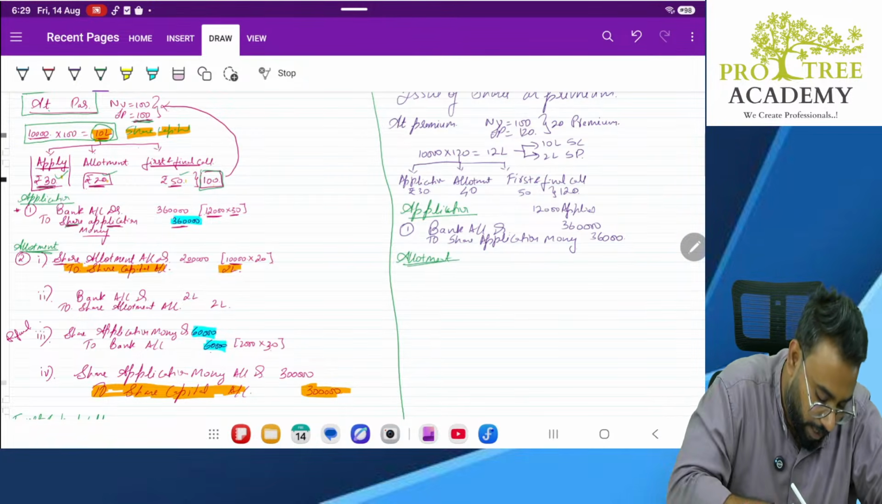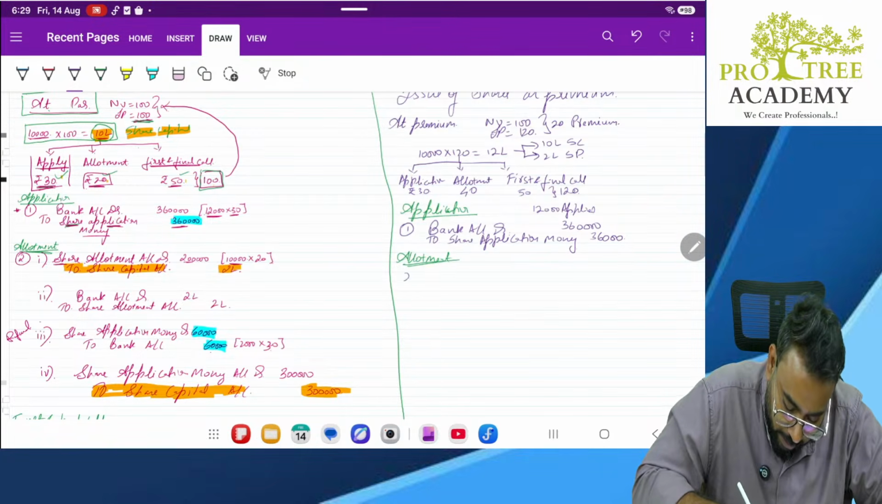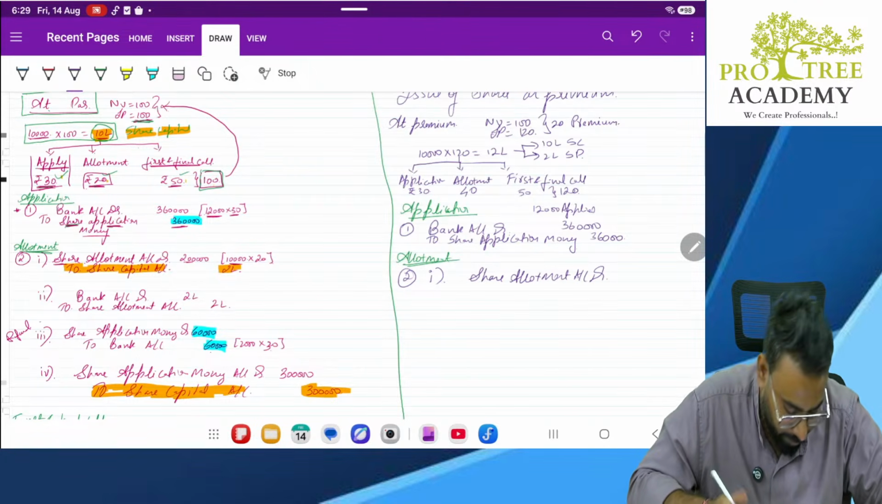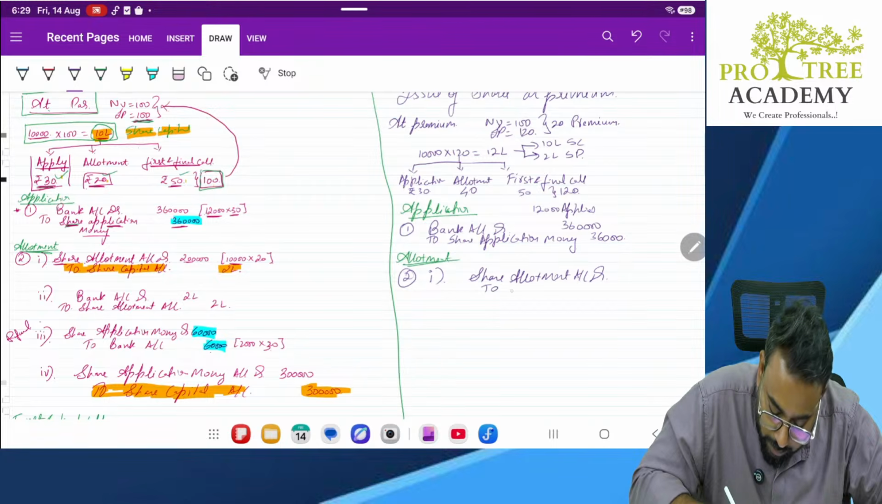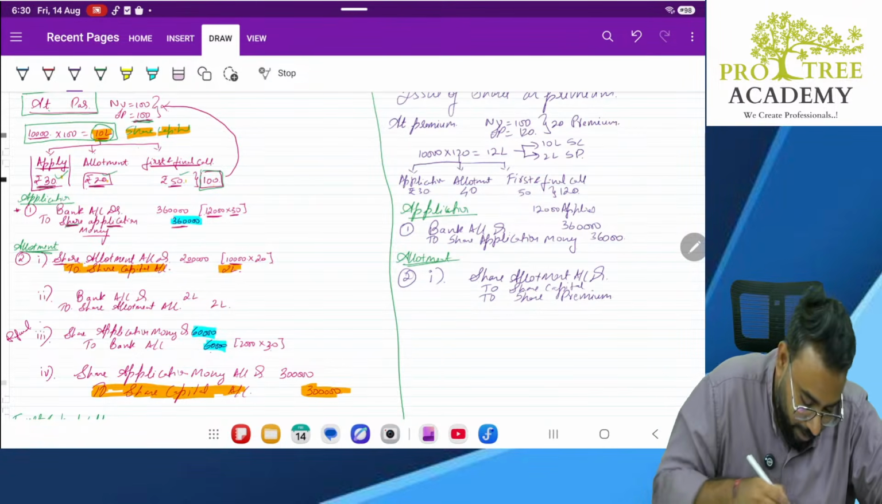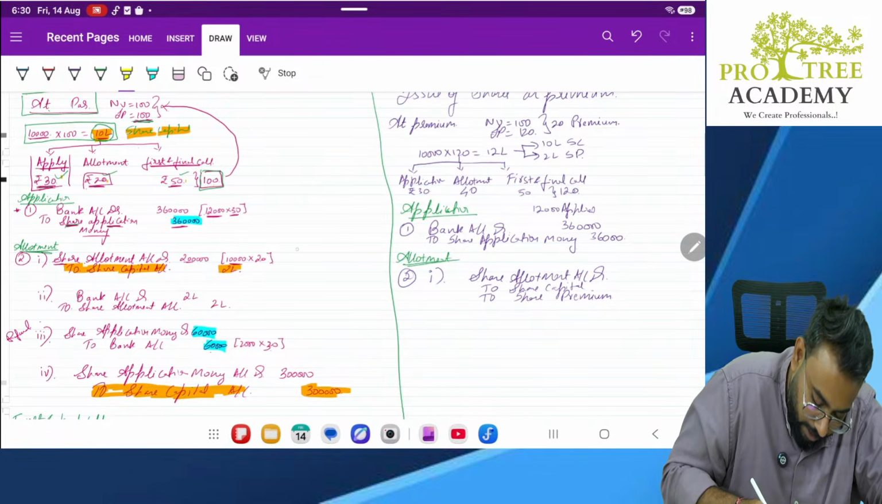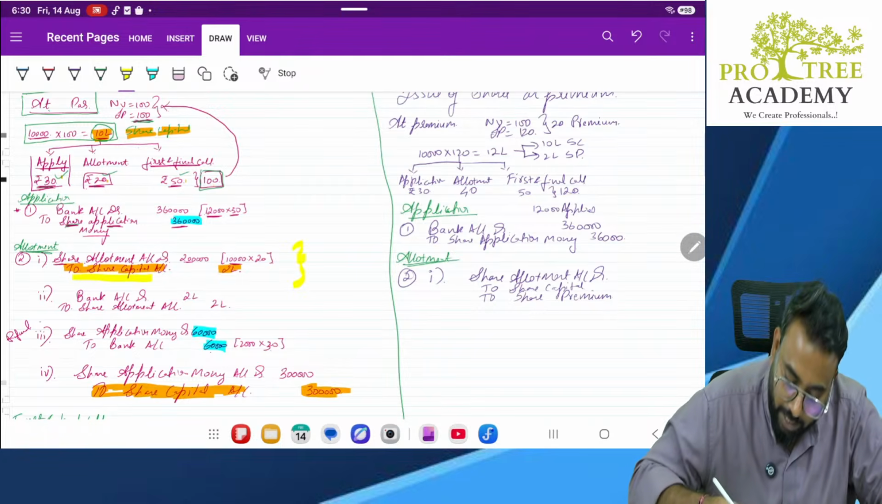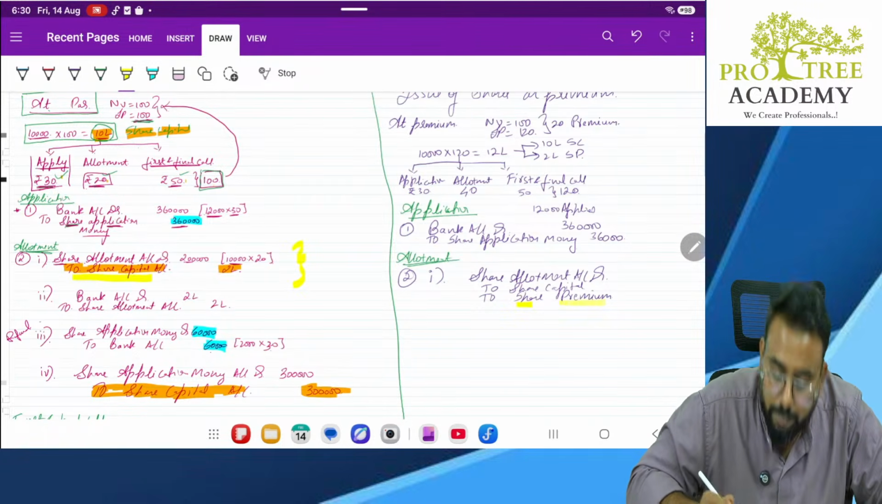On allotment, what will happen is share allotment account debit to share capital, to share premium. You are seeing? See here, what was the journal entry earlier? Share allotment account to share capital. Here one more item, to share premium.